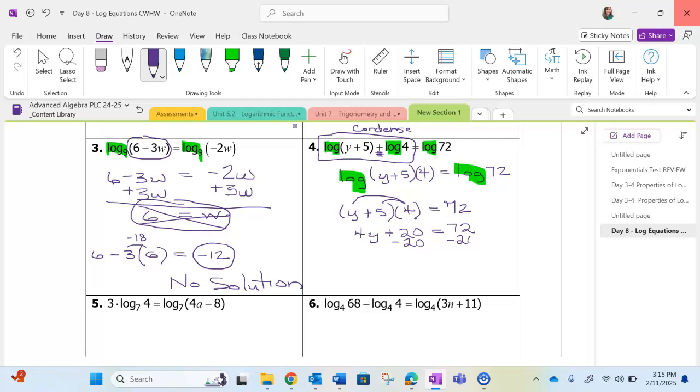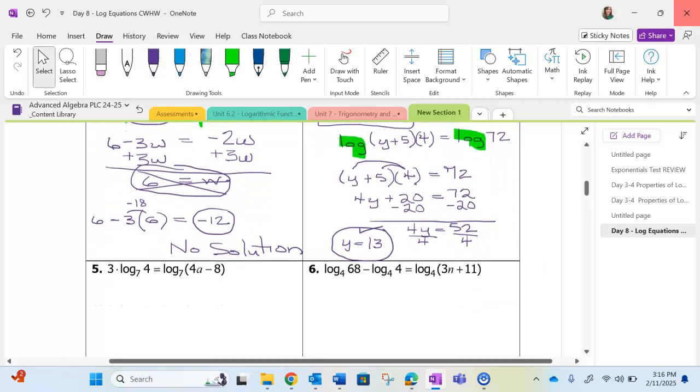Subtract 20. You get 4y equals 52. Divide by 4, and you get y equals 13. Now let's check and make sure it works. So 13 plus 5 is 18. That is good. It is not a negative. You don't have to do the 4, it is already there, and the 72 is already there. We just have to make sure there is no negative arguments. This is good. All right, let's move on to number 5.